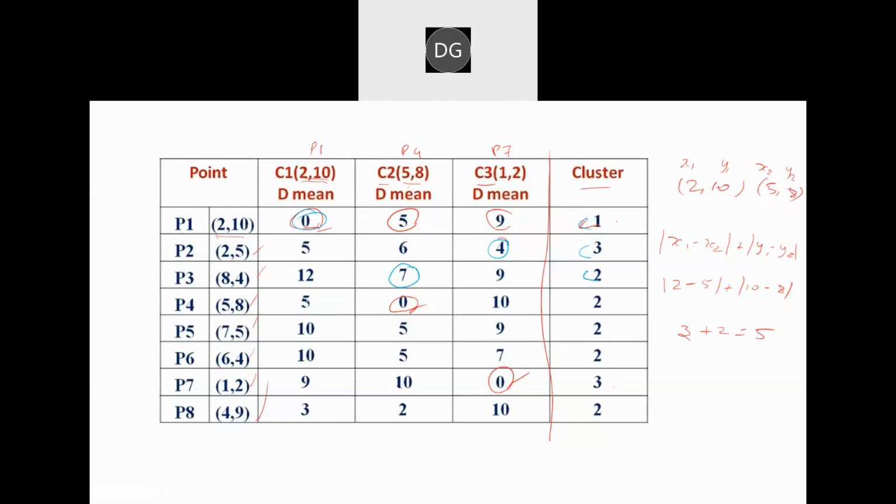Then in the case of point 4, C2, again C2, so I have given 2. And for point 5, 5 is the minimum value, so again C2. For point 6 also, 5 is the minimum value, so again C2. And for point 7, 0 is the minimum value, so C3. And for the final point, 2 is the minimum value, so again C2.